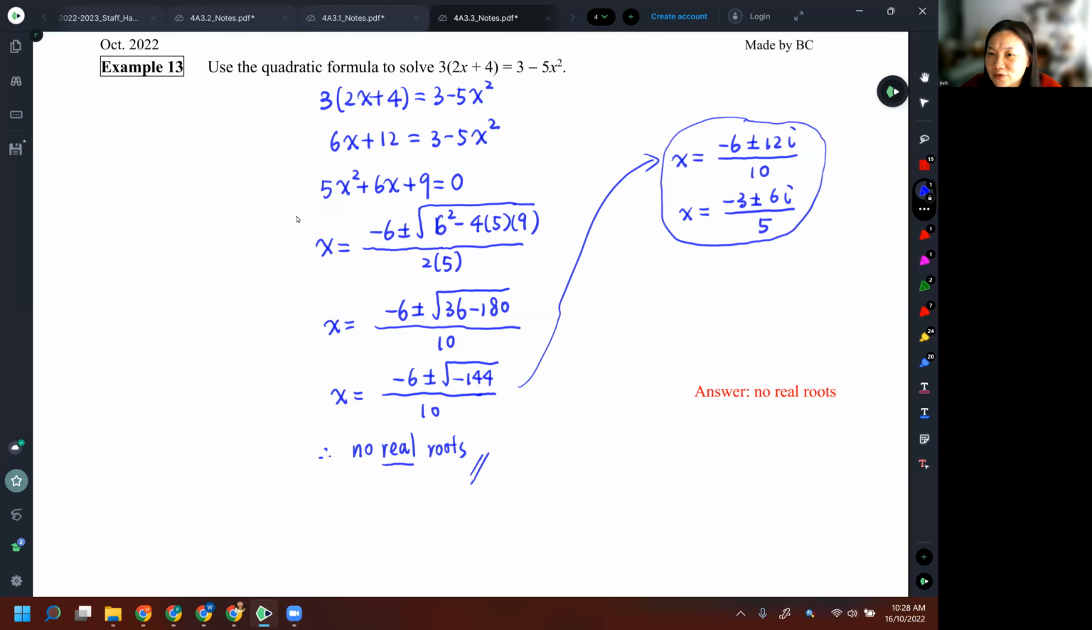It's very strange because in the linear equations, I mean all the equations you solve in S1, in S2, and in S3, they all have solutions. But with quadratic equations, sometimes they don't have real roots.